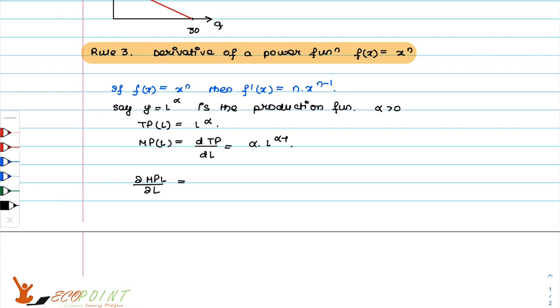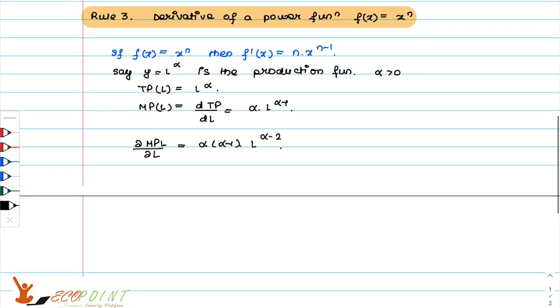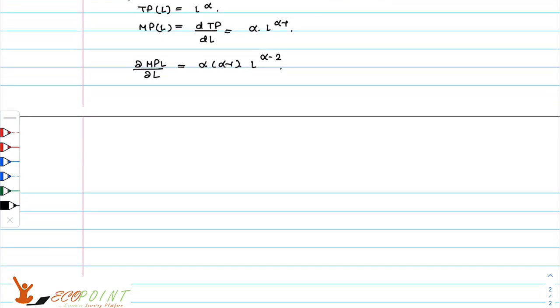How will marginal product change when you have one more unit of labor? Alpha into alpha minus 1 into L to the power alpha minus 1 minus 1, which is alpha minus 2. So it depends on whether alpha is greater than 1 or alpha is less than 1, that is going to determine the sign of the change in the marginal product function, right?